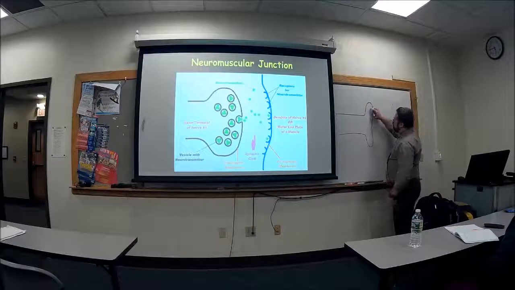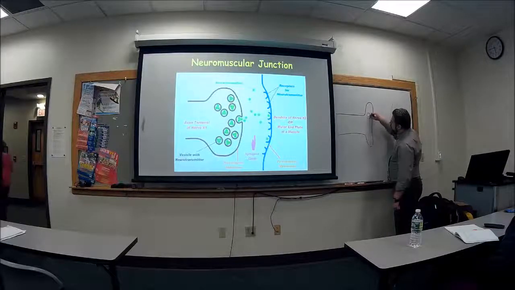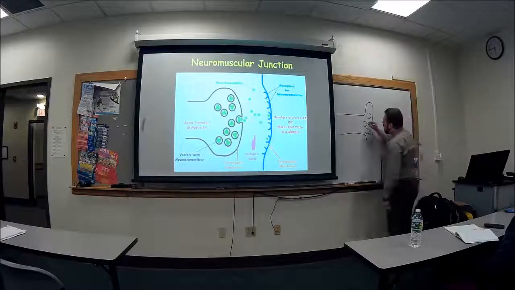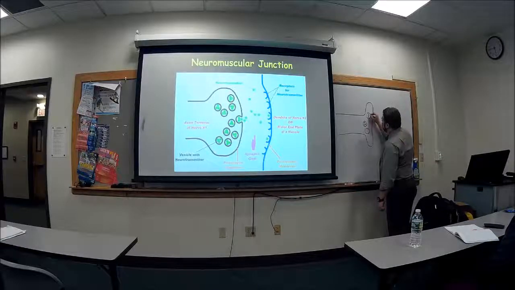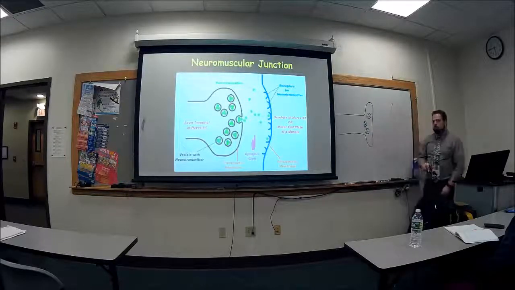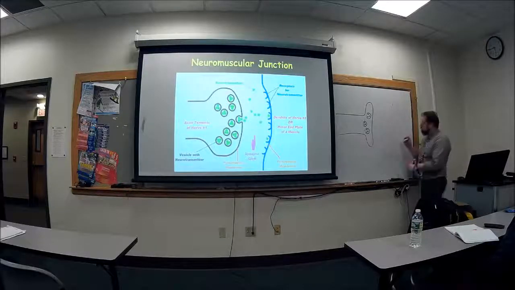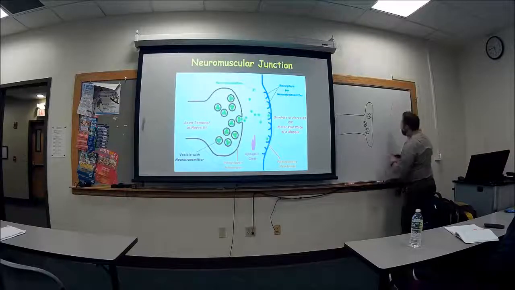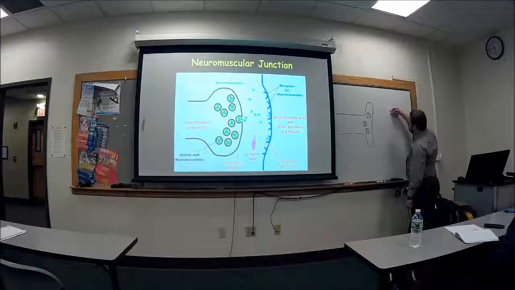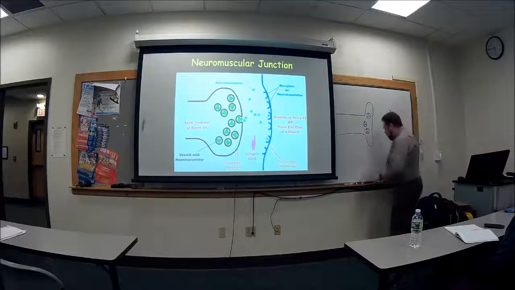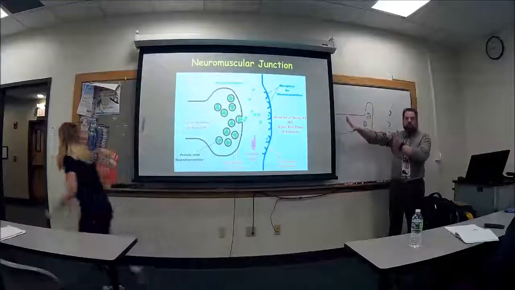Inside the axon terminal, we have these vesicles. Inside the vesicles, we have acetylcholine. It's a neurotransmitter. Okay? On the motor end plate, which is the postsynaptic membrane of a muscle, we are going to have receptors for the acetylcholine. Okay? Now, this is what happens.